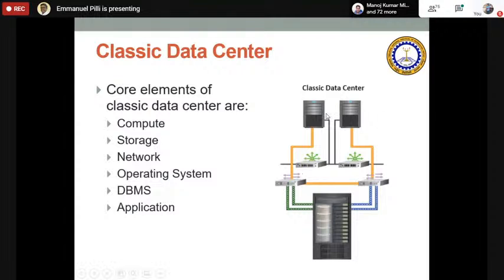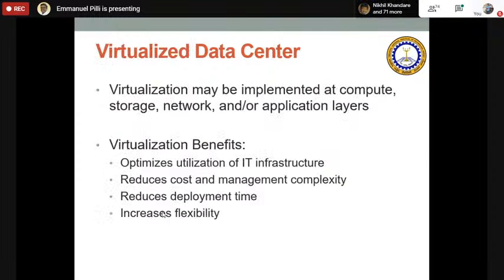So this is not how the servers look now. They are rack servers. These are like cabinets, but anyway, the compute, storage, and network are the core elements of the data center. There you have the application, the DBMS, and this application. This is what a classic data center is. Now, when this classic data center is virtualized, it becomes a virtualized data center.